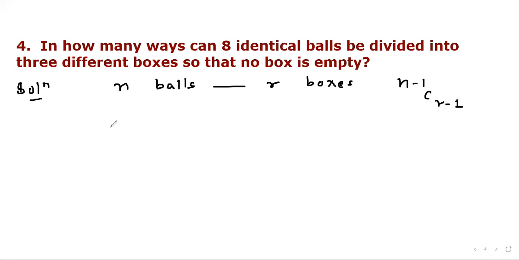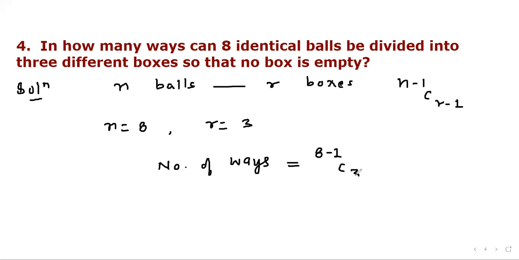Here, clearly n equal to 8 and r equal to 3. So we put these values. So the number of ways equal to 8 minus 1 C 3 minus 1, that is 7C2. So it will become 7 into 6 divided by 2, that is 21. Let's see the next question.